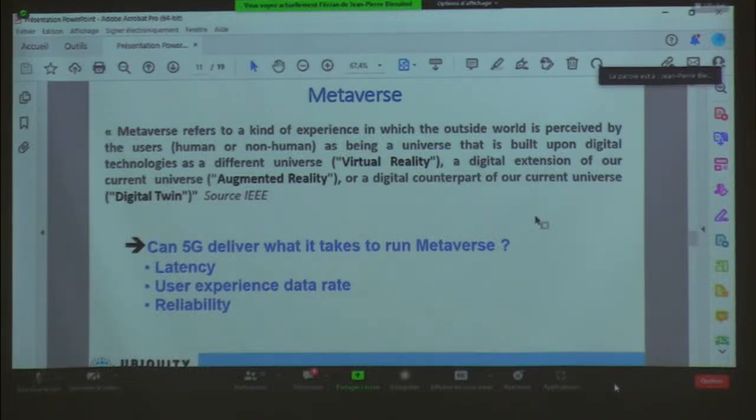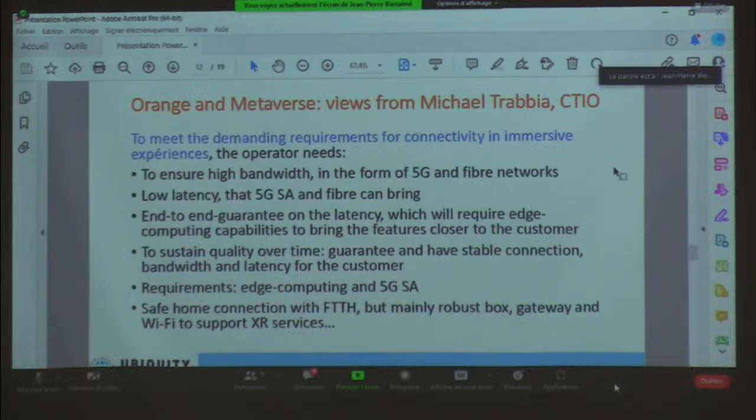So now, to come back to telecoms and 5G, can 5G deliver what it takes to run the metaverse, such as latency, user experience, data rate, and reliability? Here I took another quotation example from Orange, with views from Michael Trabier, the CTIO, Chief Technology Innovation Officer. For an operator like Orange, to meet the demanding requirements for connectivity and immersive experiences, the operator needs to ensure high bandwidth, 5G and fiber, low latency with 5G SA and fiber, end-to-end guarantee on the latency, and sustained quality over time, on the long run: a guarantee on a stable connection, bandwidth and latency.